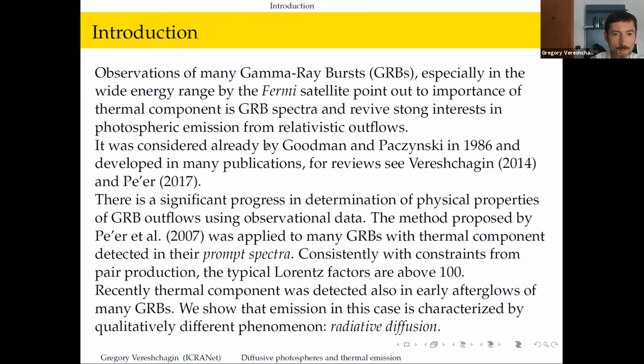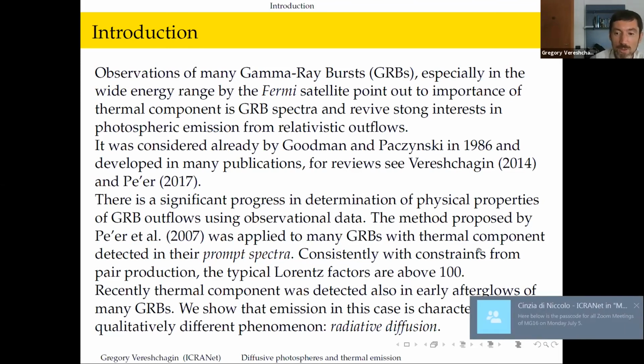There were the models by Goodman and Paczynski in '87. These are actually the two extreme cases in a sense, because Goodman considered a kind of impulsive explosion, and Paczynski considered a steady, completely steady physical situation.